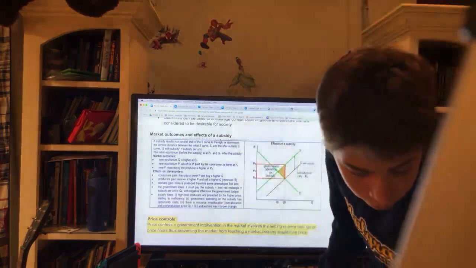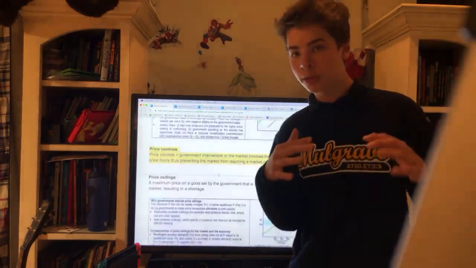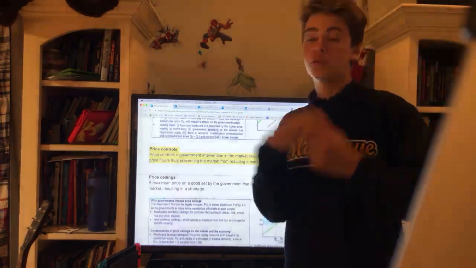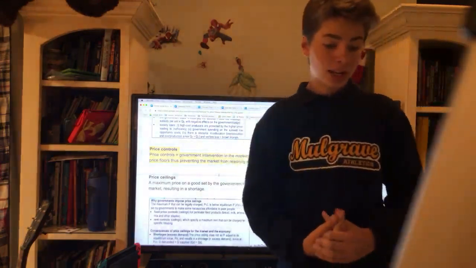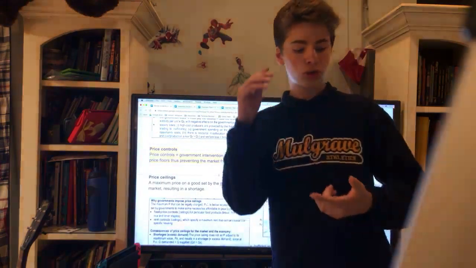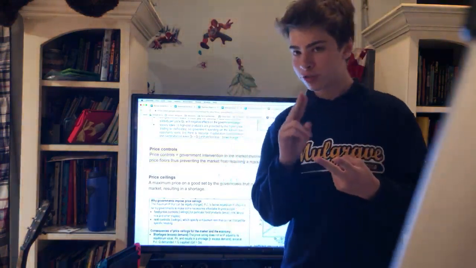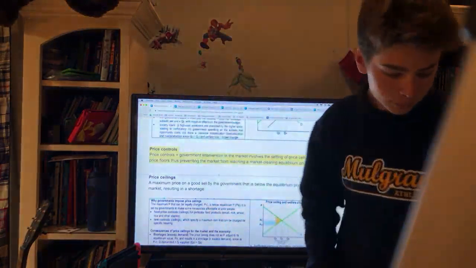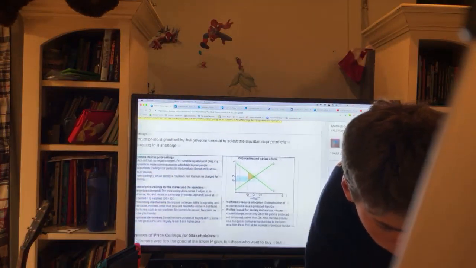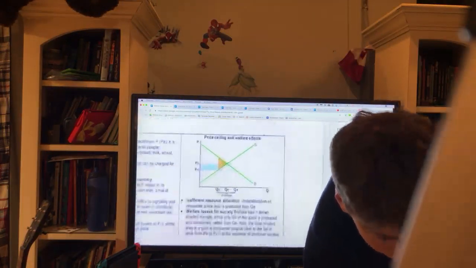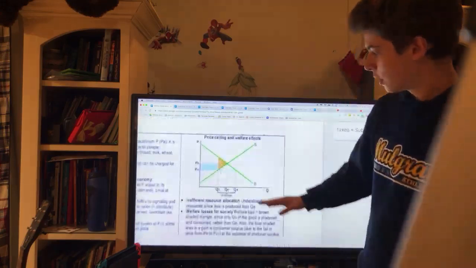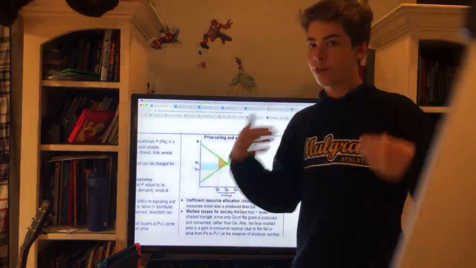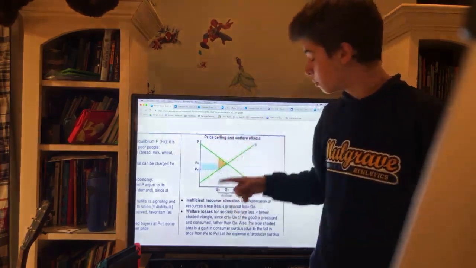So price controls are basically when the government wants to change the market outcome to satisfy a specific need. The two most famous price controls are price ceilings and price floors. Price ceilings is when the government, let me pull up a better picture here, adds a maximum price of a good. The price ceiling is always below the equilibrium.